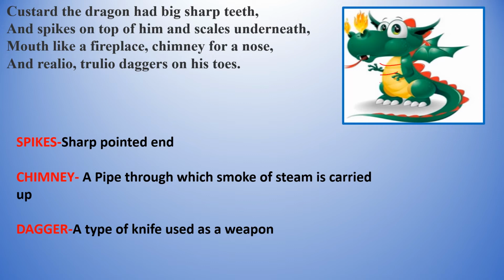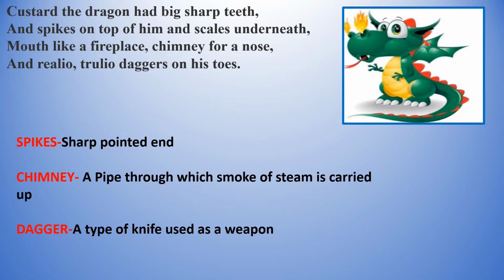And underneath his body, as you can see here, like the reptiles you would have seen, lizards or snakes or crocodiles, they have these scales on their bodies. In the same way, the dragon also has scales underneath his body. And his mouth was like a fireplace, because fire used to come out from his mouth. That's why the poet says his mouth was like a fireplace, and chimney for a nose, because smoke used to come out from his nose. That's why the poet calls his nose a chimney. And real and true daggers on his toes, and his toes were so sharp. They were like real and true daggers, real and true knives. So this is how the dragon looks.